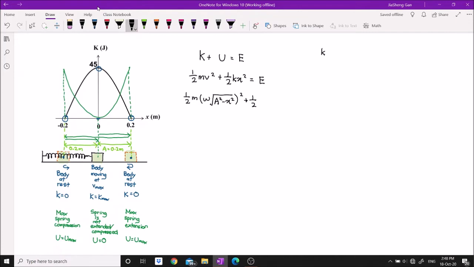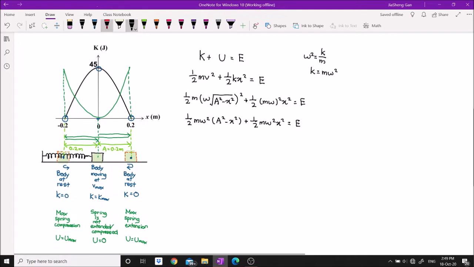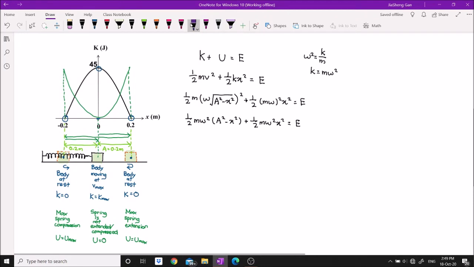Okay, K is related to omega using this formula. So if you want K, it becomes half m omega square, times a square minus x square, plus half k x square, equals to E. Now let's rearrange the whole thing. Become half m omega square times a square minus x square, and this one will be half m omega square x square, equals to E. This is a term that you probably use quite often. This one you probably see in your formula sheet. This is representing kinetic energy, and this one is representing the elastic potential energy for the spring mass system.